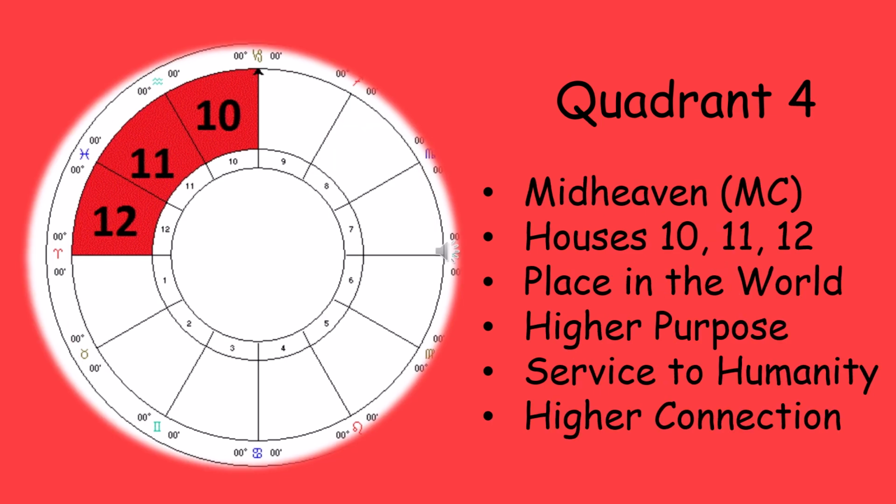It also focuses on the individual's belief systems and on their relationship to society as a whole. Quadrant 4 begins with the midheaven, or MC. It is comprised of houses 10, 11, and 12. An individual with a lot of planets, and hence a lot of energy, in these houses will be very focused on their place in the world, on pursuing a higher purpose, which perhaps would be in the service of humanity as a whole. And also they will be focused on a higher connection to that which is beyond themselves.